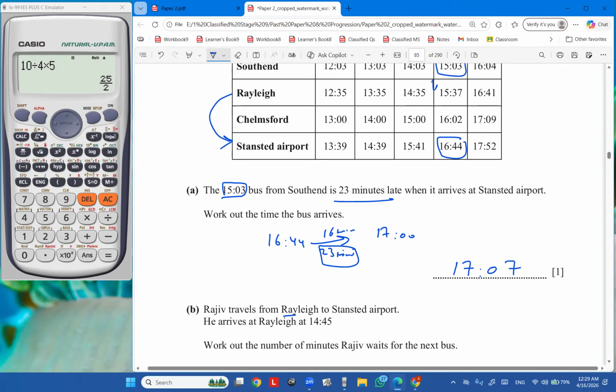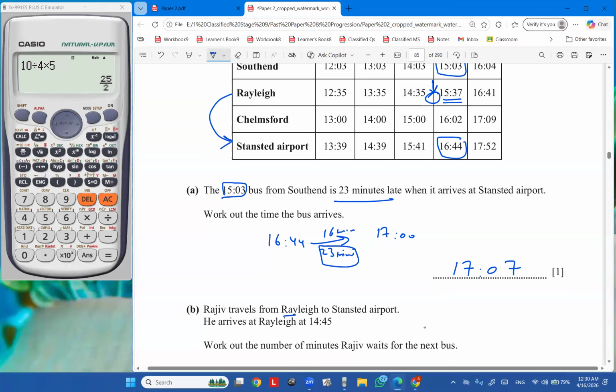14:45, he arrives over here. 14:45 is here, right? It's after 14:35. So you're going to find over here that the next train is going to be 15:37. Work out the number of minutes Rajiv waits. So do not be tricked actually by this. They're not requesting from you the time of the next train. No, they are requesting from you how long he is going to take until he takes the next train.